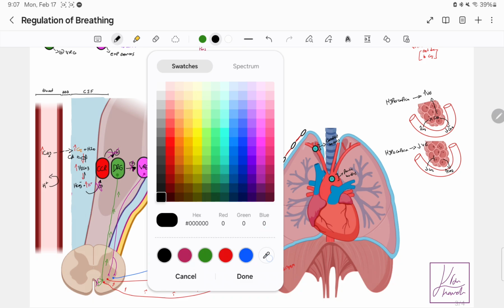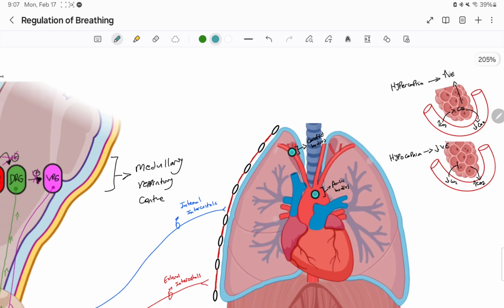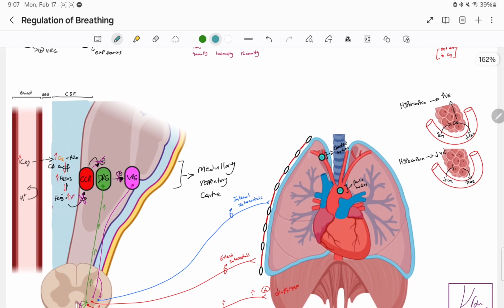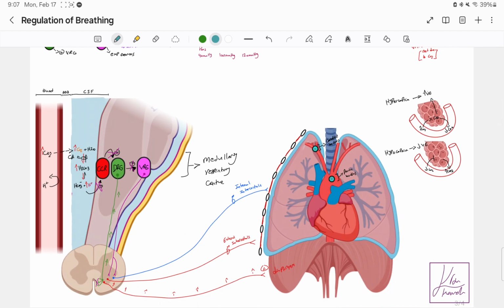So let's zoom in on both of these guys. Here's the carotid and here's the aortic bodies. They are both peripheral chemoreceptors. They're both responding to the same thing. And remember at the start, I said that the carotid bodies are just more active than the aortic bodies, and we just don't know why. So the carotid bodies are coupled to a nerve, and that nerve is going to send its signals down to the DRG, and so will the aortic bodies. Both of them are coupled to a nerve.